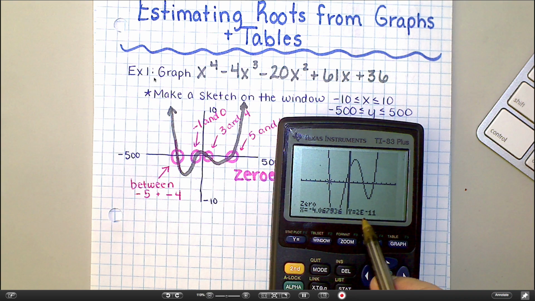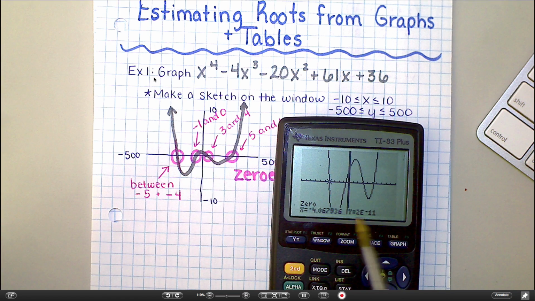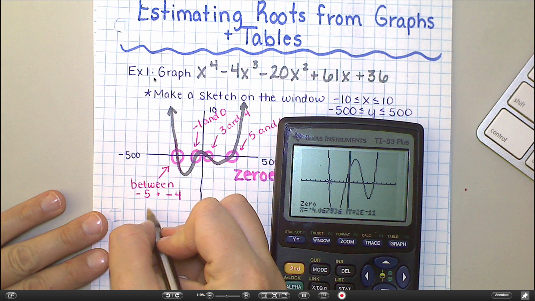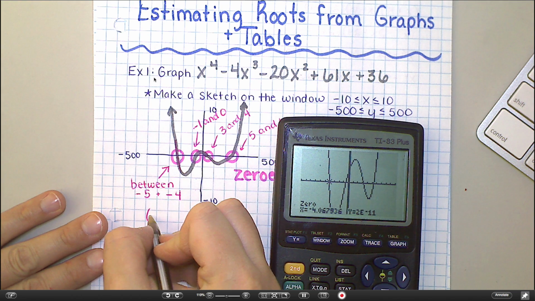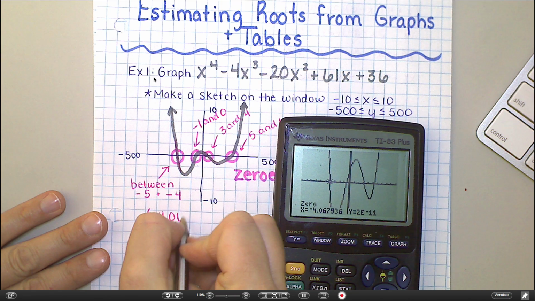So see this 2e negative 11? That means your y value right there is like 0.0000, 10 zeros, and then a 2. Okay, that's awfully close to 0, which is what we wanted. We wanted our y value to be 0. So we are pretty confident that this zero that we said was between -5 and -4 is actually at -4.06. Okay.